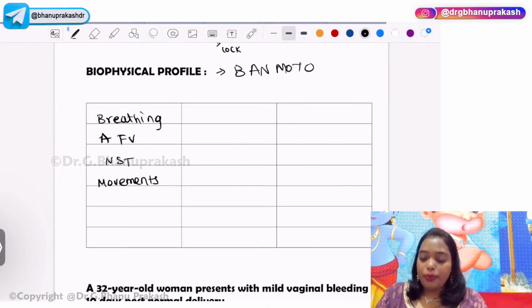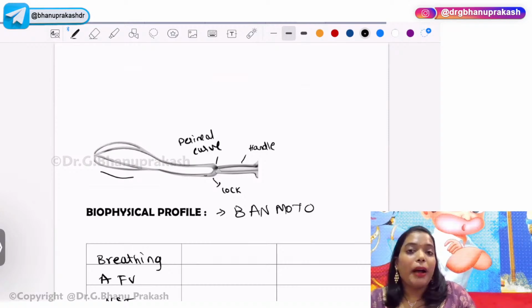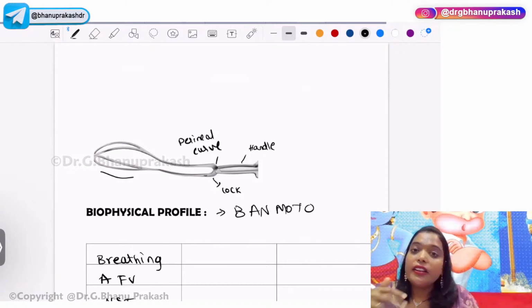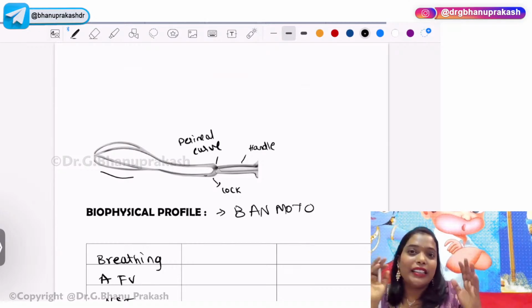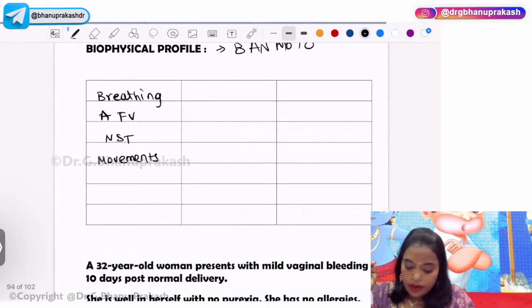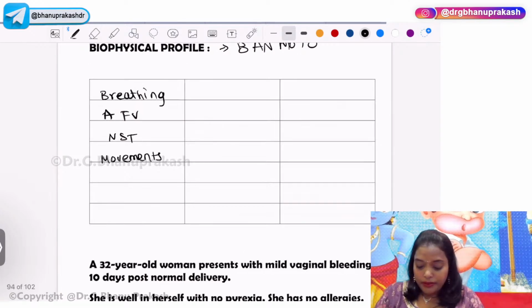I have a query here from Pratisha. Piper's forceps and Wrigley's are completely different. In Piper's you have a long shank. Wrigley's will not have such a shank. In Wrigley's the shank will be there, but it will not be so long and curved. Wrigley's is a very small forceps. So breathing, amniotic fluid index, NST and movements.